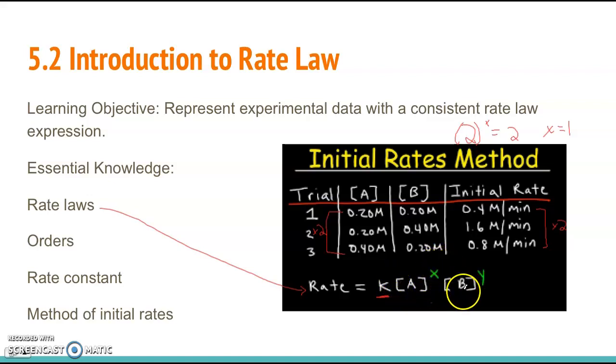Now we do the same thing for the concentration of B. You pick 2 trials where only B is changing, so you want to pick trial 1 and 2 because A is being held constant.